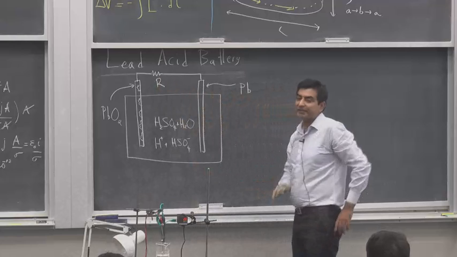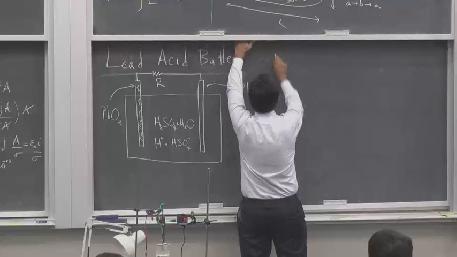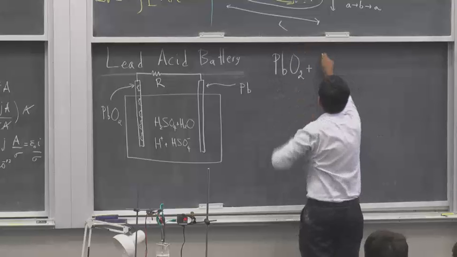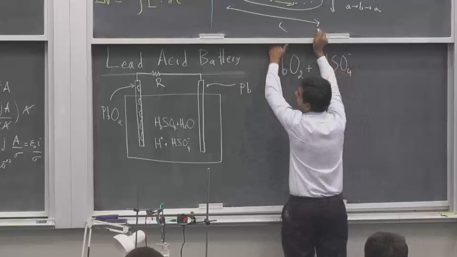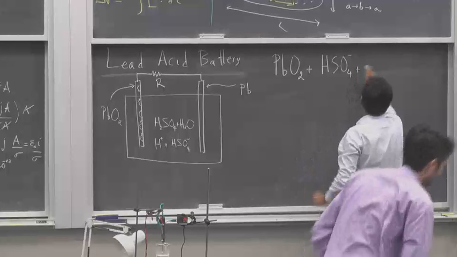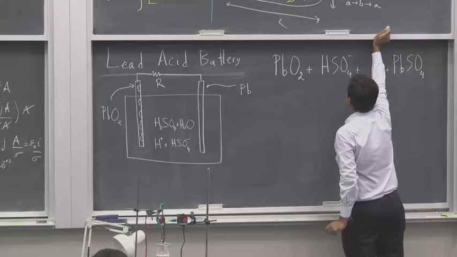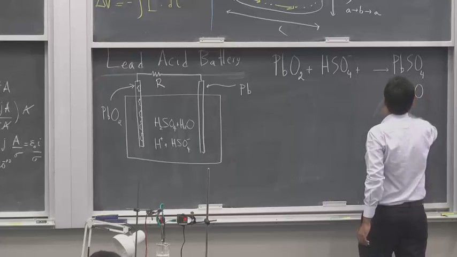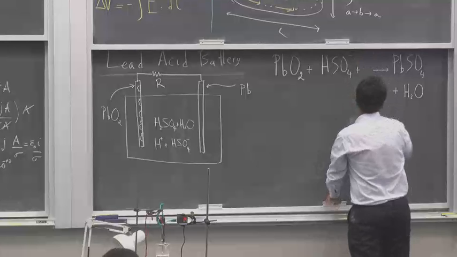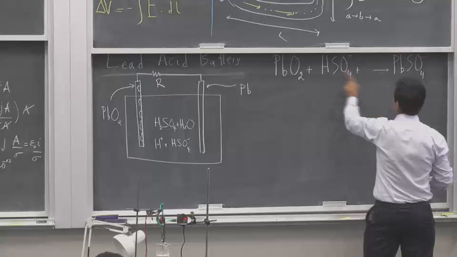On this electrode, the lead dioxide is going to interact with the bisulfite ions, plus something is coming in to give lead sulfate, PbSO4, plus water. Now let's balance out the equations. I have O2 here, I have 2 here, 4 hydrogens, I have 1 hydrogen here, so I need 3 hydrogens, 3H pluses.